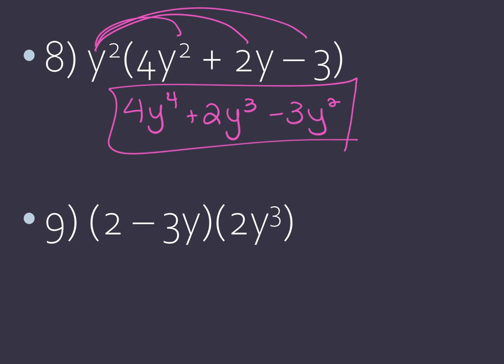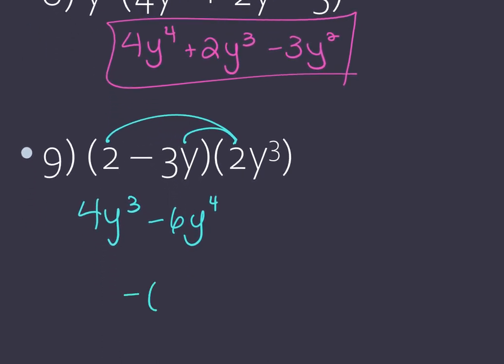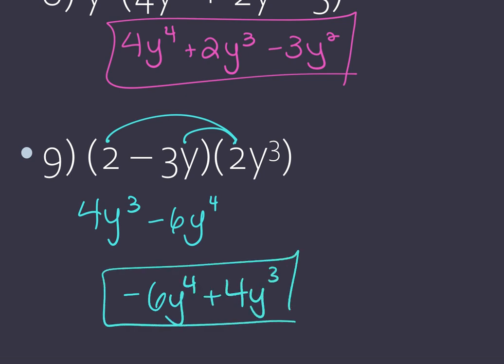Now 9, the order is switched, but it is the same idea of distributing. You can either do these two, so it would be 4y to the third, and then these two, negative 6y to the fourth, or you could have reversed that. If we're writing this in decreasing degree order, it would be negative 6y to the fourth plus 4y to the third. Okay, it doesn't make it wrong to be in the other order. It's just that if you're in decreasing degree order, it would be this way. It won't mark the order wrong. So if you write 4y to the third minus 6y to the fourth, it takes it. So don't stress too much about it.